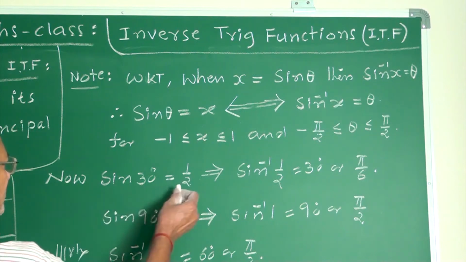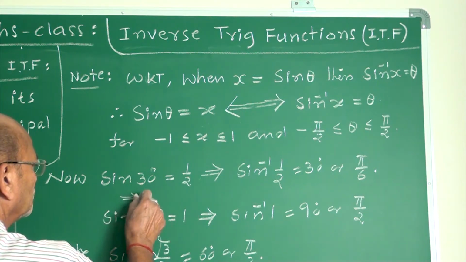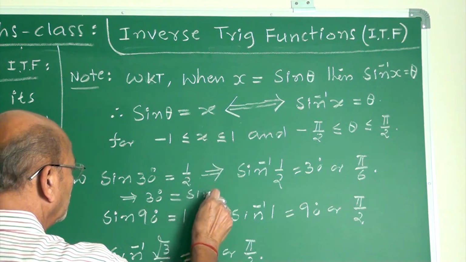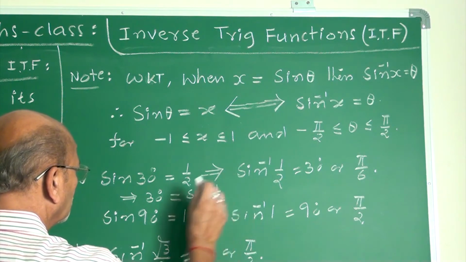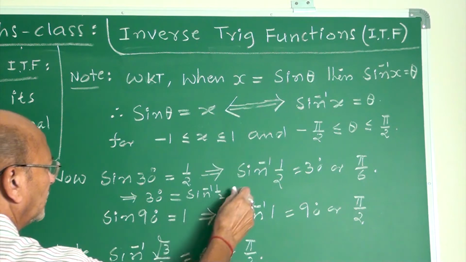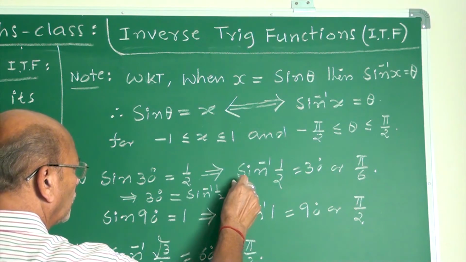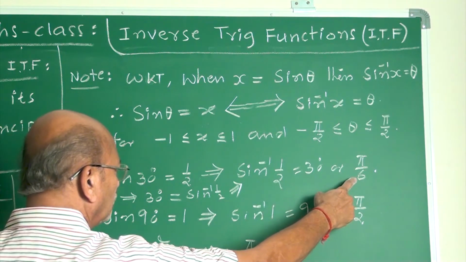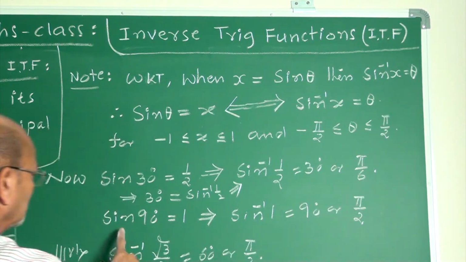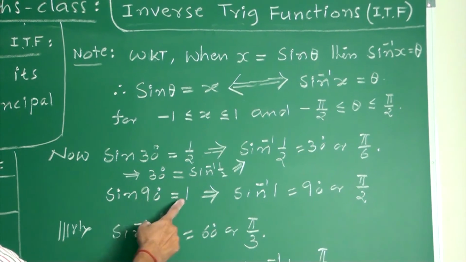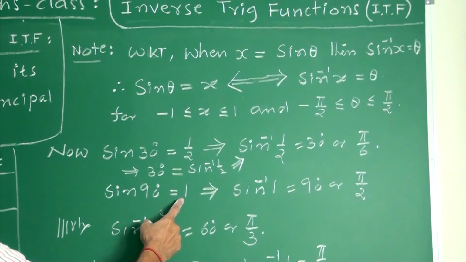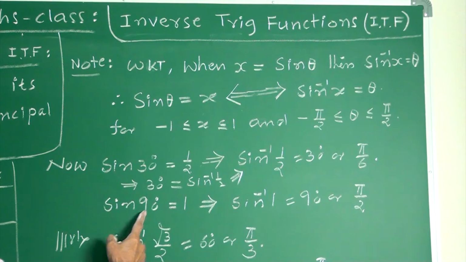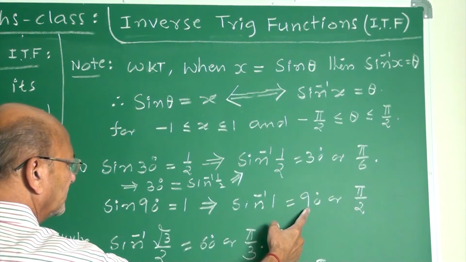So, if you take that side, my friend, this gives 30 degrees equal to sine inverse 1 by 2. Therefore, sine inverse 1 by 2 is 30 degrees. In terms of radians, it is pi by 6. Second, we know sine 90 is 1. Taking sine inverse on this side, sine inverse 1 is 90 degrees.